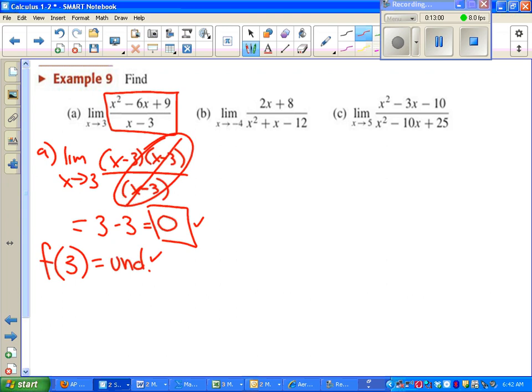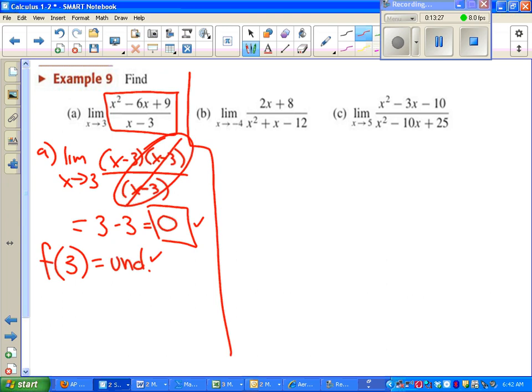So if I were to ask you on a quiz or a test, what is the limit as x approaches 3, you'd say 0. If I asked you what is the function value at 3, I'd say undefined. Later on in the chapter, we're going to find out what it's called when the limit value and the function value match up. There's a special word for that. It's called continuous, but we don't have to worry about that right now.